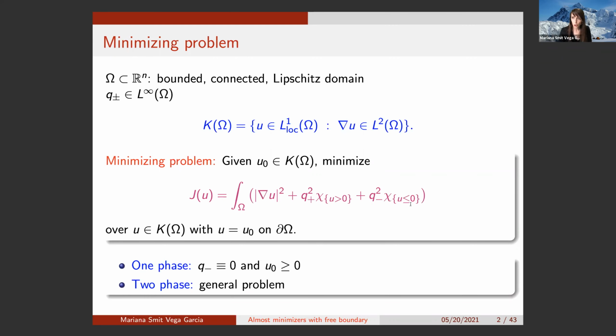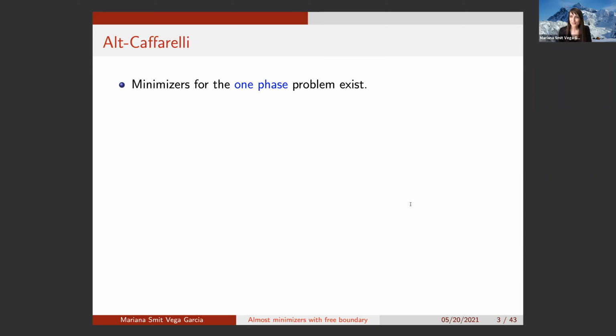In the case in which the function q minus, the one that appears in the negativity set where u is less than or equal to 0, is 0, and we also assume that our boundary data is greater than or equal to 0, we have what we call the one-phase problem, and we usually refer to this energy as the Alt-Caffarelli energy. When q minus is not assumed to be 0, and we don't have this sign restriction on u0, we have the so-called two-phase problem. That's the general problem, and we refer to this energy as the Alt-Caffarelli-Friedman energy. With respect to minimizers, in the case of one phase, Alt and Caffarelli were able to show, using the standard methods of calculus of variations, that we do have minimizers for the one phase.